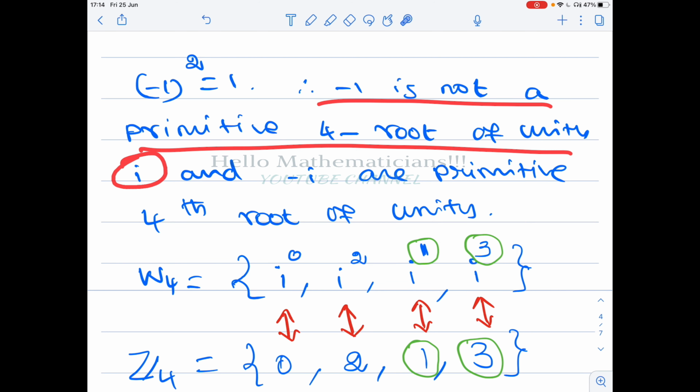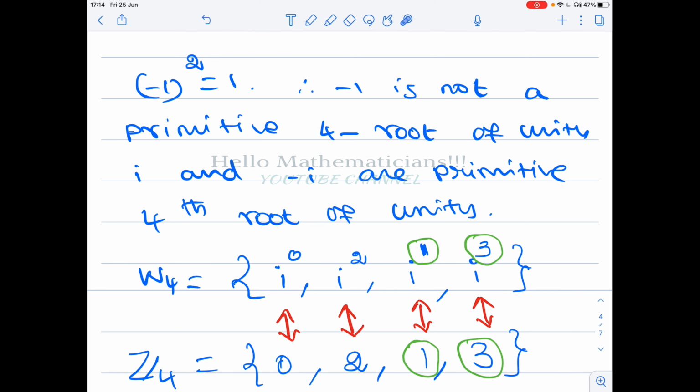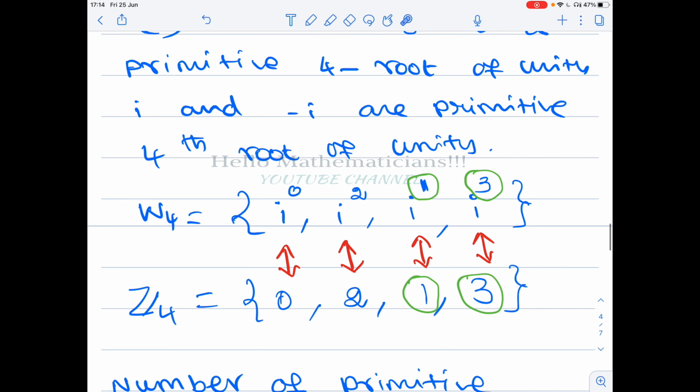Now you can check that i and -i are primitive fourth roots of unity, because i to the power 1, i square, i cube, none of them are 1. Only i to the power 4 equals 1. Similarly for -i. Therefore i and -i are the primitive fourth roots of unity. Now W4 can be written as i to the power 0, i to the power 1, i square, i cube. Here i square is -1, and i cube will be i square into i, which gives -i.